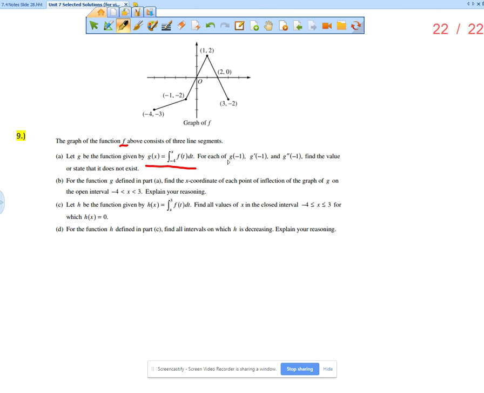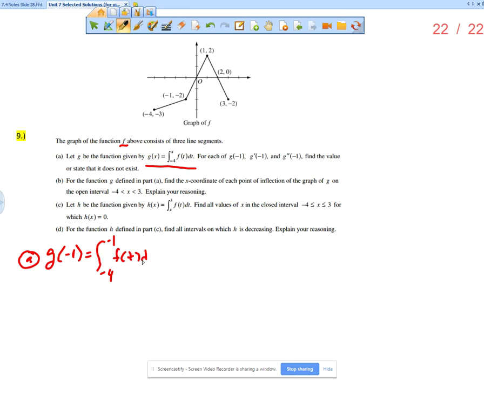For each of g of -1, g prime of -1, and g double prime of -1, find the value or state that it does not exist. First of all, g of -1. This is part A. G of x is the definite integral from -4 to x of f of t dt. So g of -1 is the integral from -4 to -1 of f of t dt.